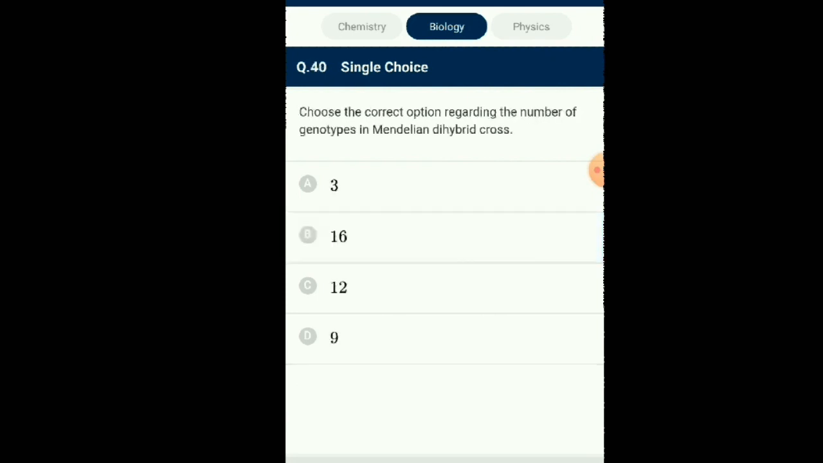Question number 40. Choose the correct option regarding the number of genotypes in a Mendelian dihybrid cross. Dihybrid cross is a cross occurring between two genes having two distinct traits. The genotypic ratio of a dihybrid cross can be calculated by Punnett square. For a normal dihybrid cross, the genotypic ratio is 1:2:1, 2:4:2, 1:2:1. So genotypes are 9. So the answer for this question is option D, 9.